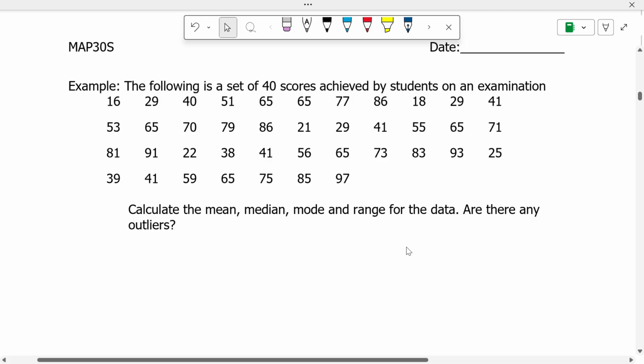So here is our data for the next set. The following is a set of 40 scores achieved by students on an examination. Okay, how are we going to deal with this? Let's do Calculator Soup first.